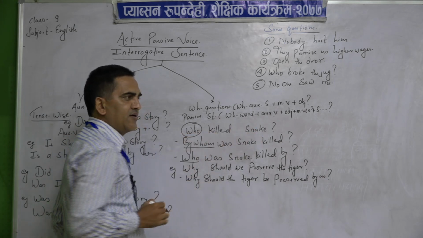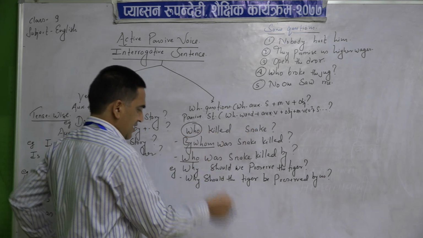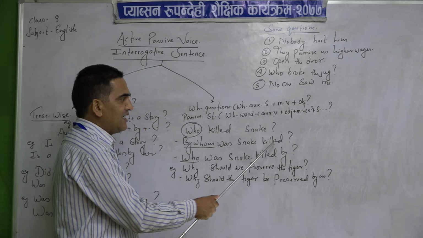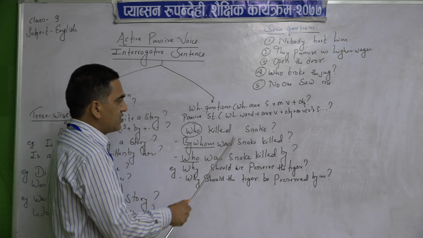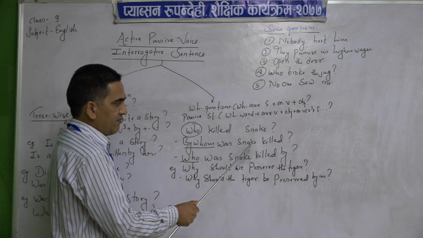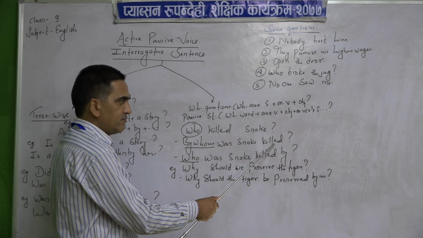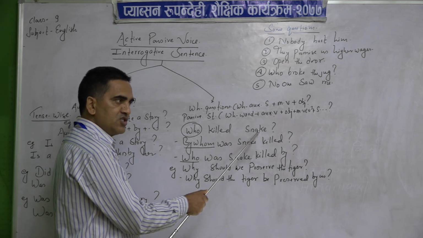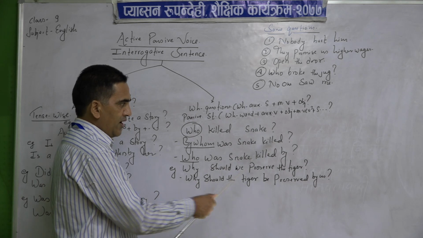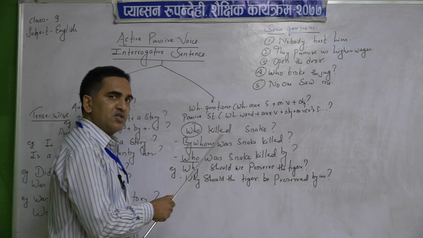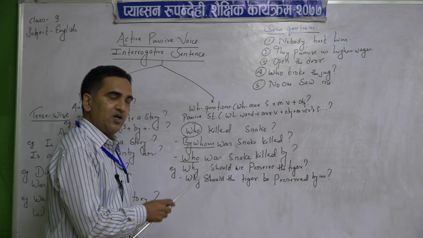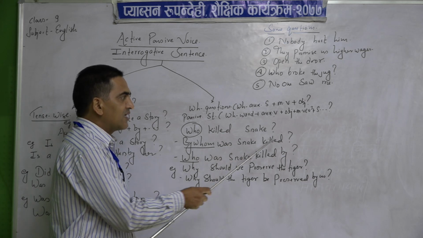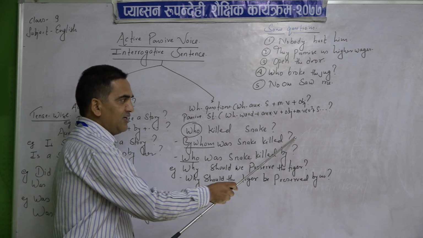So here you can see: who killed a snake? Who should be changed into by whom: by whom was the snake killed? By whom plus auxiliary verb, object and main verb. According to the object, if the object is singular, was; if plural, were. It is simple past tense, that's why was and were. By whom was the snake killed? Question mark. Okay.